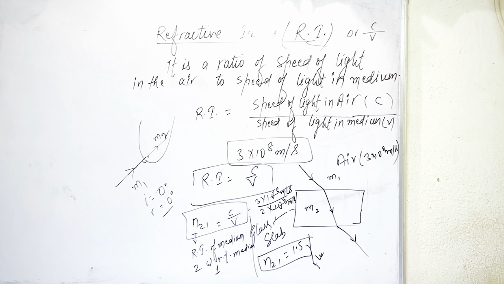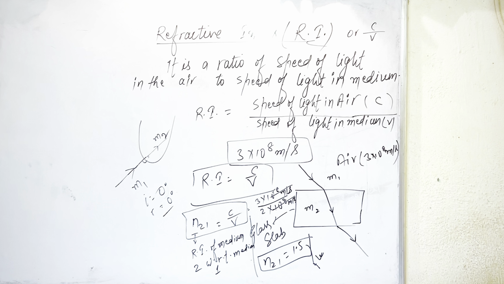It is the refractive index of medium 2 with respect to medium 1. So what does it mean? It is the refractive index of medium 2 with respect to 1. First, what do we have to write? The speed of light in vacuum, or the speed of light in air, divided by the speed of light in the medium. You can find it by using this formula.